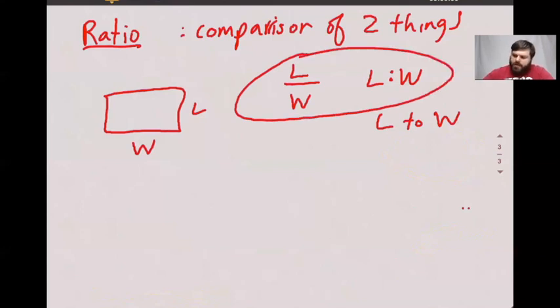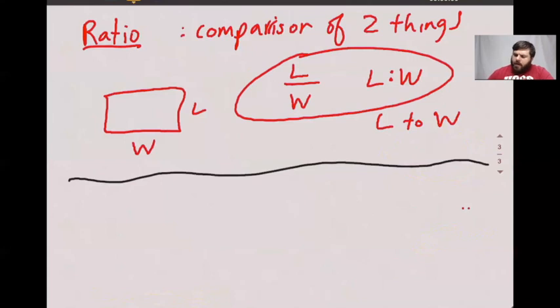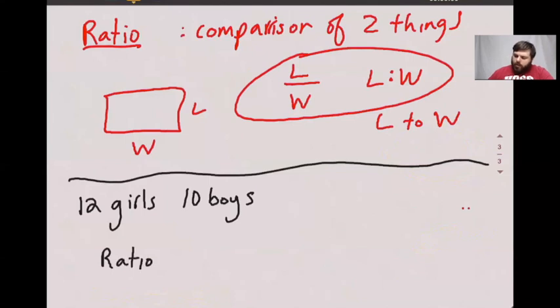All right, let's look at a quick example. Let's say there's a class, and in the class there's 12 girls and 10 boys. So what is the ratio between girls and boys? Well, the ratio would be 12 girls to 10 boys. What would the ratio be of boys to students?